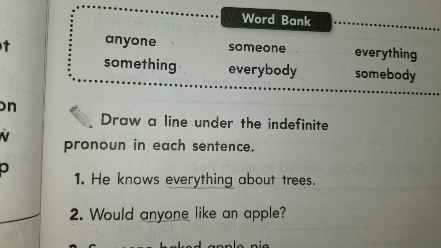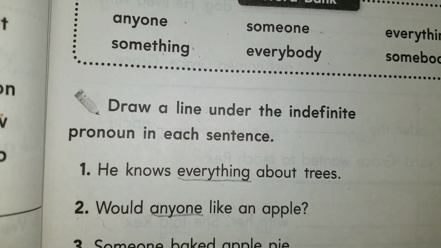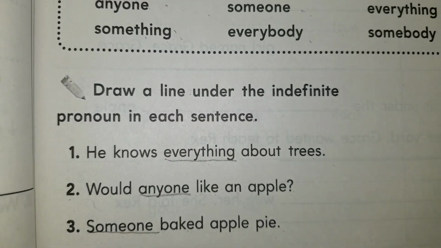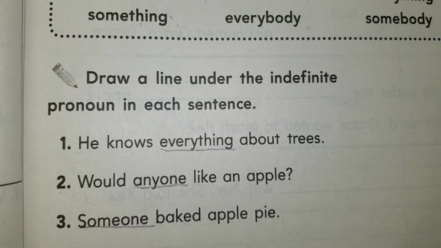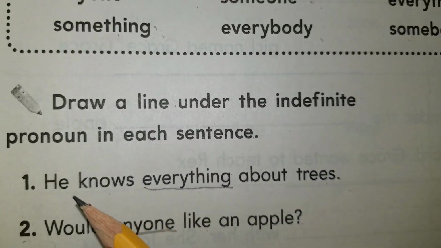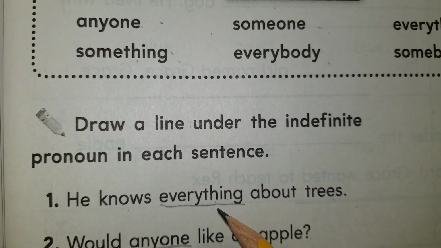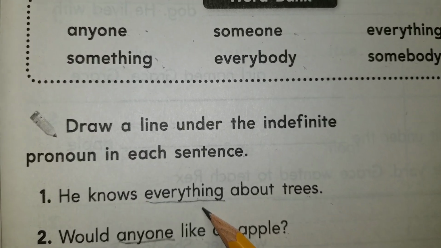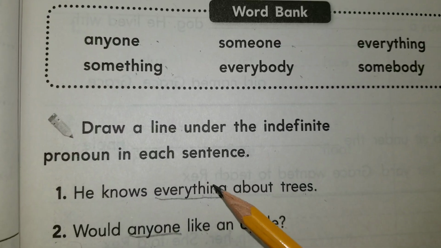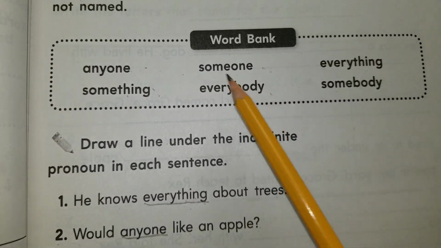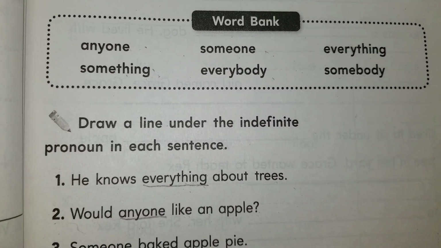First of all, boys and girls, we're gonna draw a line under the indefinite pronoun in each sentence. Since this is my second time recording this video, I already underlined the words, but I want to go one by one. Let's go to the first one, number one. Number one says, he knows everything about trees. Everything is your indefinite pronoun. It's not making reference to anything specific, so everything is the indefinite pronoun. Indefinite pronouns don't make reference to anyone or to anything specific.